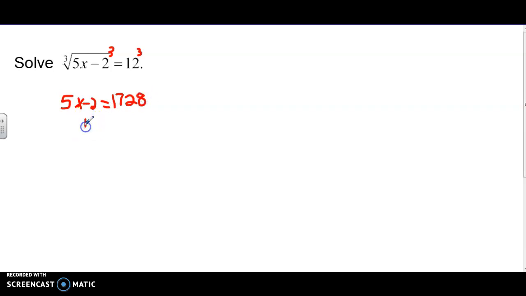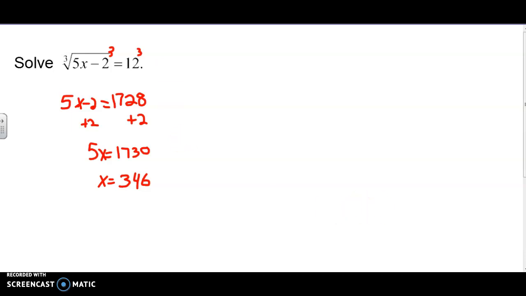All right, and then we will add 2 to both sides. And you get 5x equals 1730. Let's see, 5 goes into 17 3 times. So that'd be 300, 230 left over. 46, 346. So x equals 346. All right.